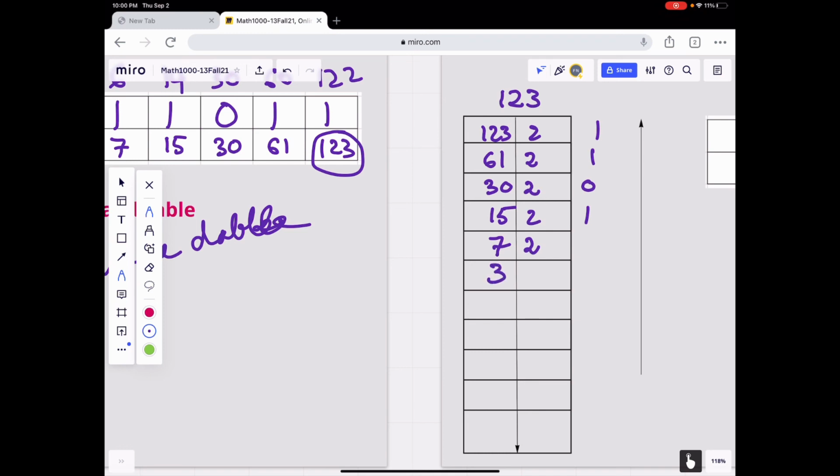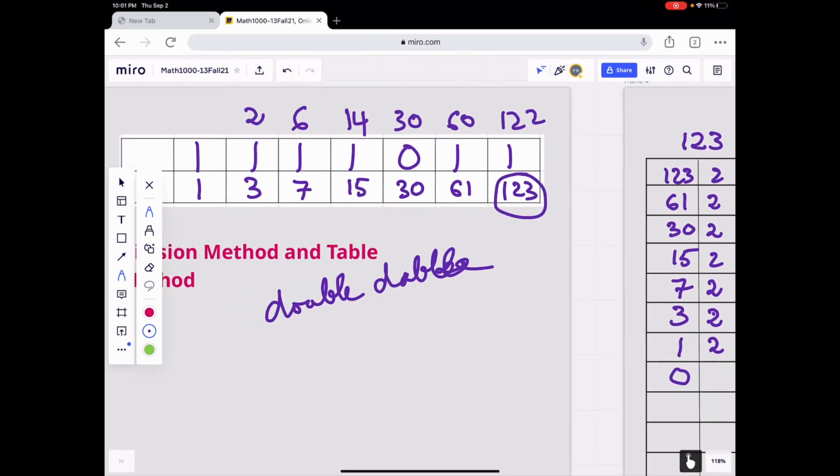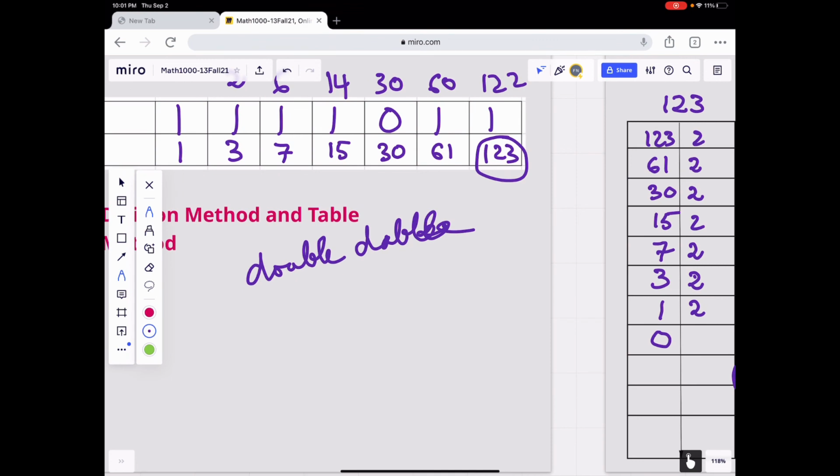7 divided by 2 equals 3. Remainder equals 1. 3 divided by 2 equals 1. Remainder equals 1. 1 divided by 2 equals 0. And remainder equals 1. So you bring it up from bottom up. So you're going to write down 1, 1, 1, 1, 0, 1, 1. Okay, so it's the same thing.